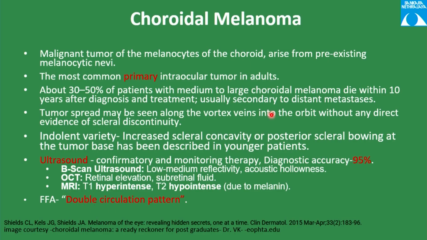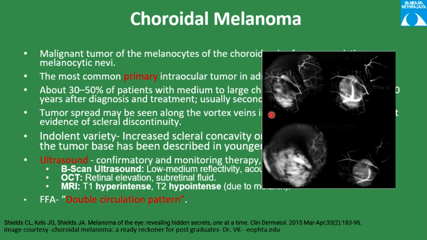Ultrasound is usually confirmatory and it's for monitoring. It has a 95% diagnostic accuracy. OCT to look for the retinal fluid or the retinal elevation, MRI to look for whether it's hyperintense or hypointense, and on FFA you have this double circulation pattern. So what is double circulation? Where you can see the retinal circulation and the choroidal circulation within the tumor. This is only significant for choroidal melanoma. Image is by Dr. VK sir.